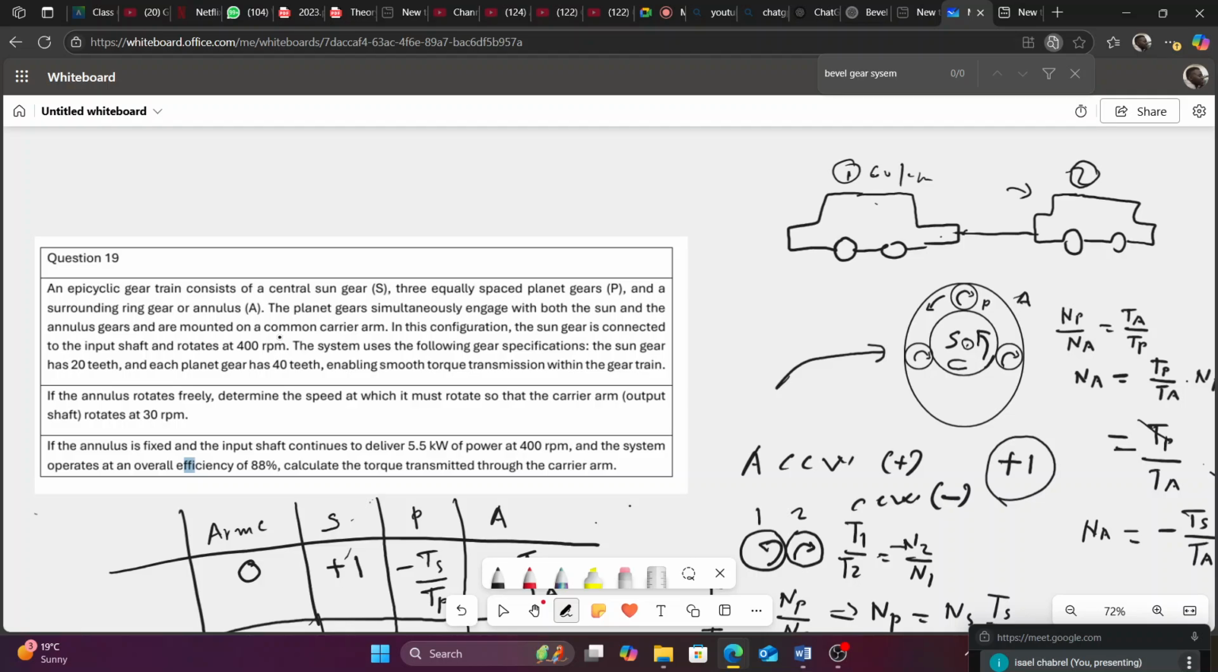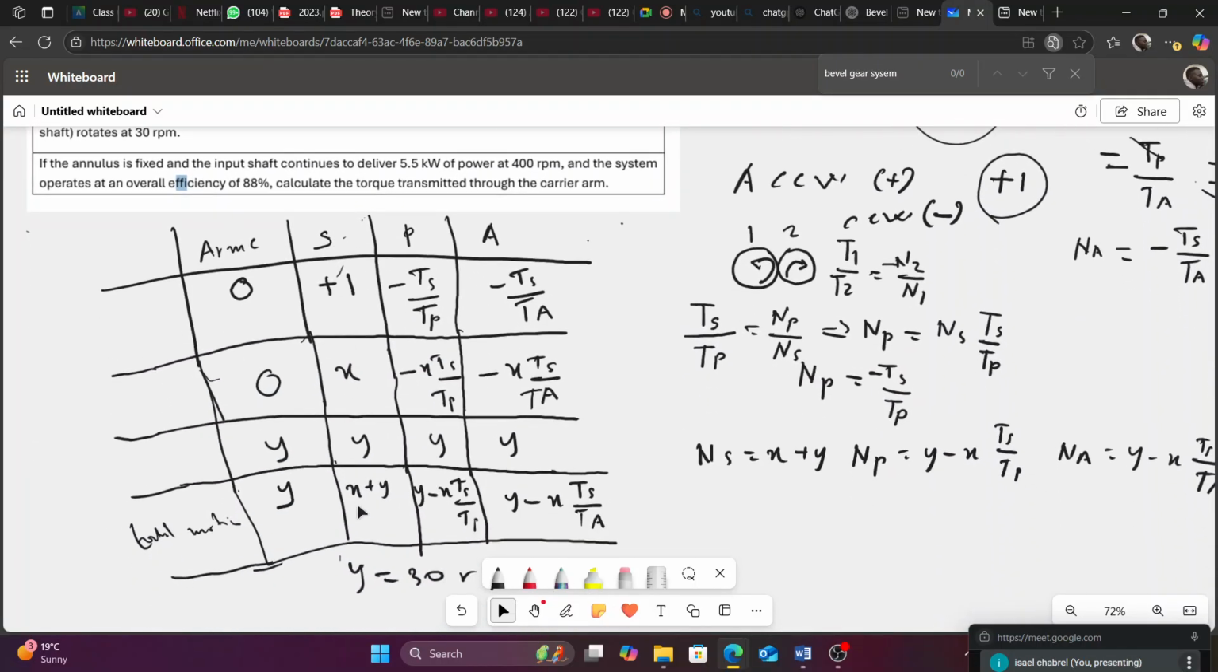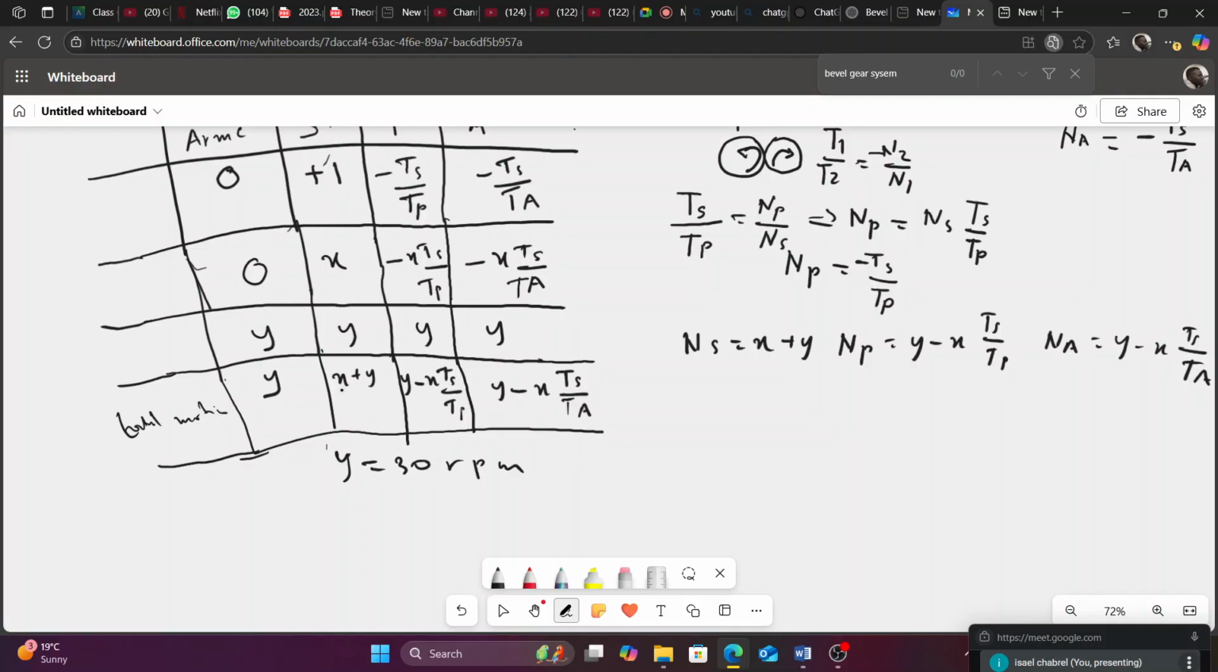They say the sun gear is connected to the input shaft and rotates as this. So it means the speed of that input will be the same as the speed of the gear. So it simply means when you come to NS here, you can say that NS is equal to 400 RPM. Now remember, you've got NS, which is 400. You don't have X, but you've got Y, which is 30. So what is X, guys? Which is what? 3? Do we agree, guys?